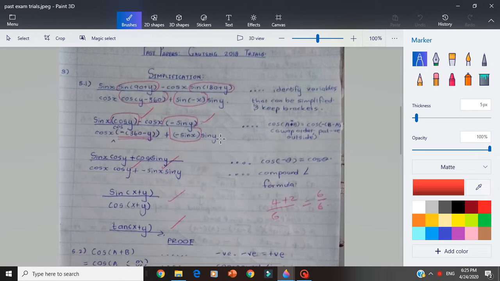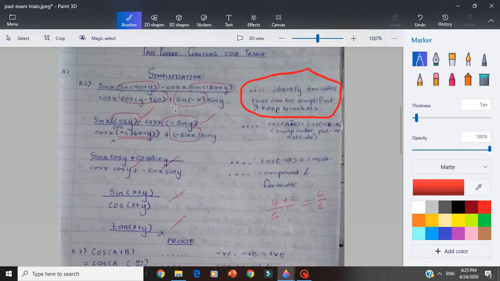In simplification, the first thing you should do is identify variables that can be simplified and keep the brackets, right? And whenever you're studying, make notes and reasons and jot them on the side so that it will help you in the long run in case you do forget. It's a good habit to adopt as well.